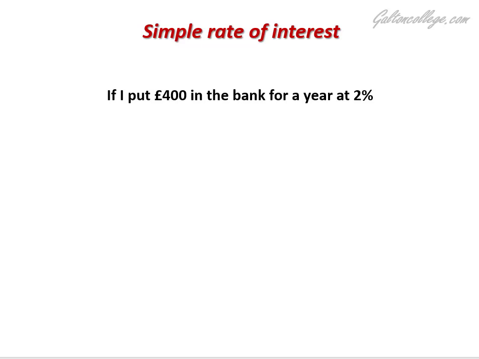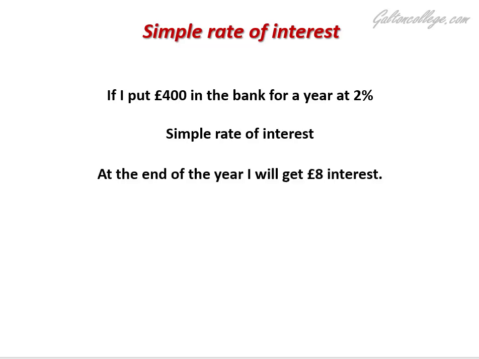Take an example. Let's say I put £400 in the bank for a year at 2%. So I put £400 in the bank. I call the £400 my principal. So I put my principal of £400 into the bank for a year at 2%. Now, we'll assume here we're using a simple rate of interest. You'll see what this means as we work through it.